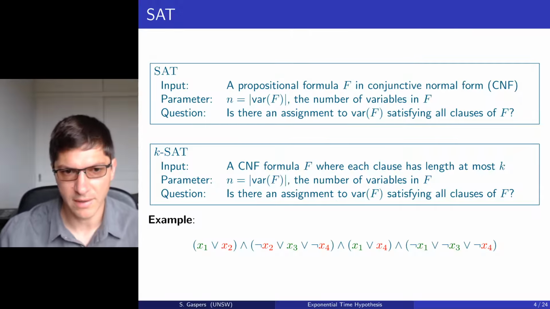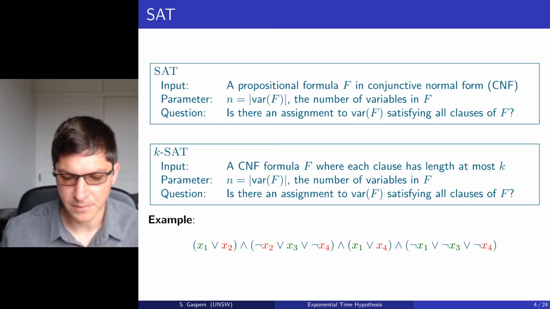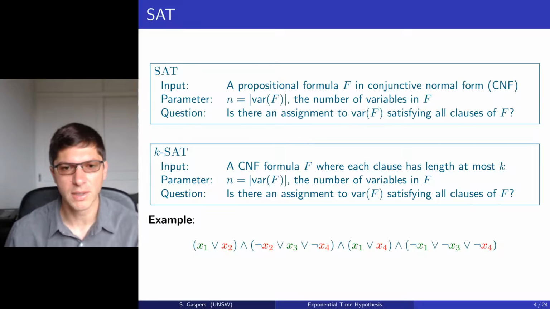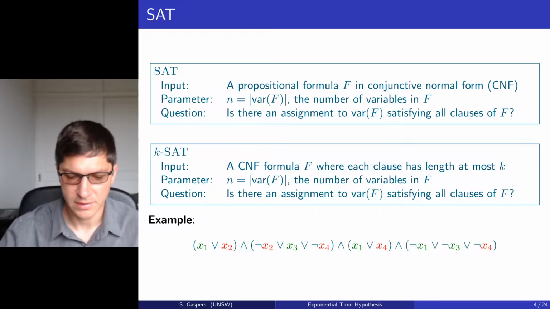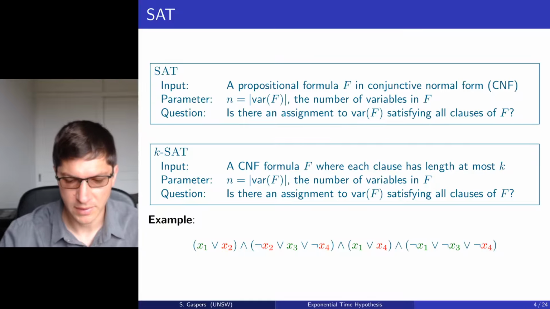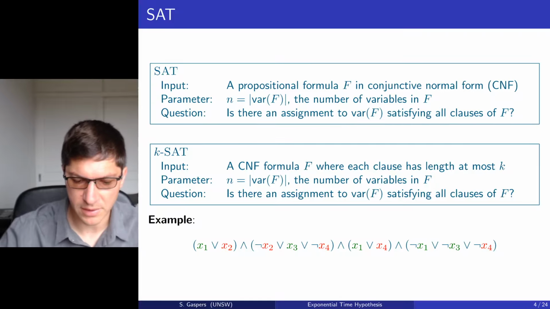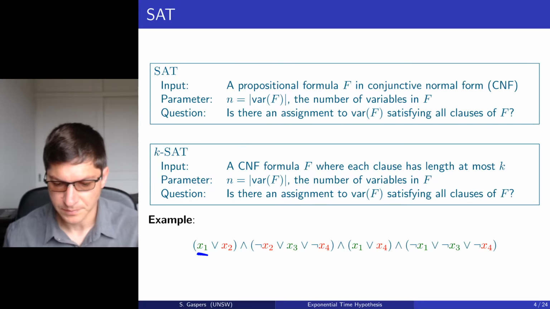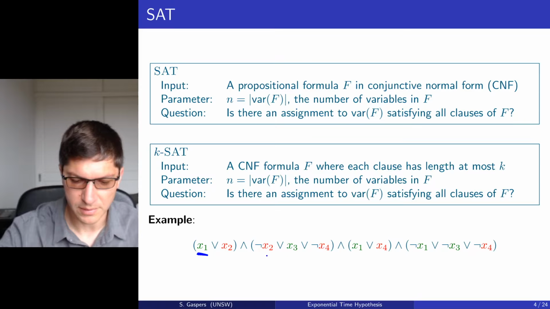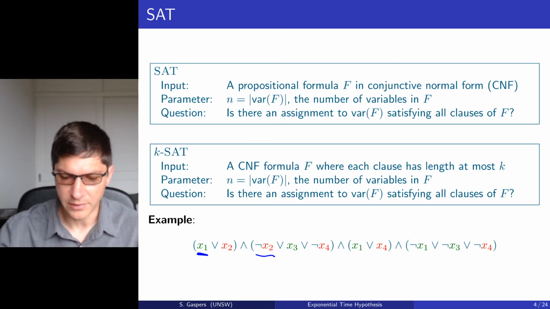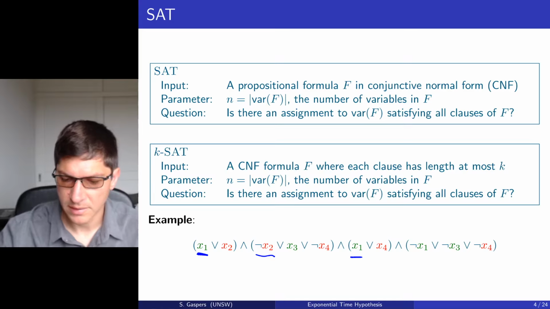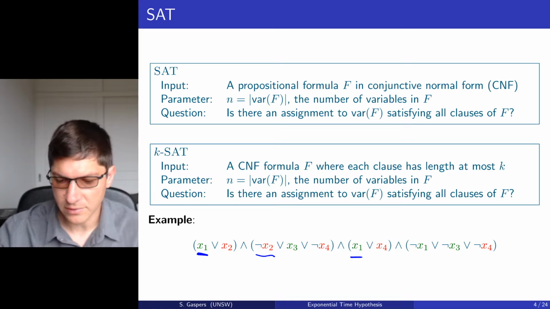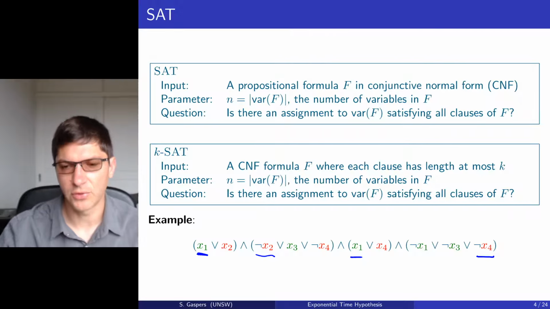So down here we have a 3-SAT formula because every clause has length at most 3. And if we set the green variables to true and the red variables to false, then we will satisfy this formula because the first clause is satisfied by x1, the second clause is satisfied actually by all the literals, for example, not x2. The third clause is satisfied by x1, and the last clause is satisfied by not x4.